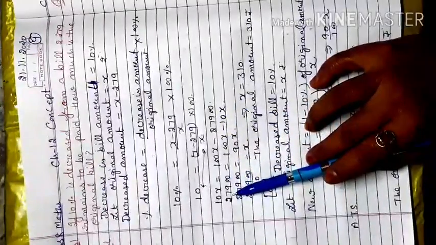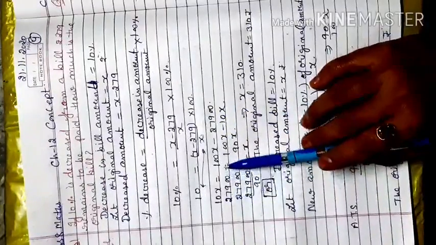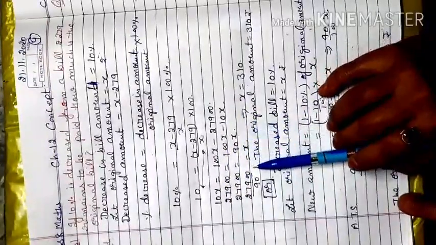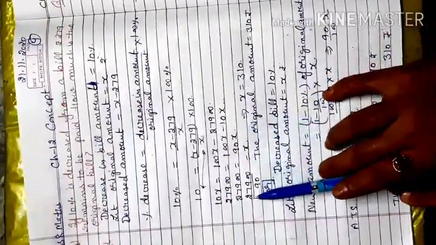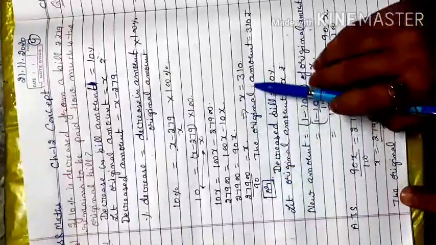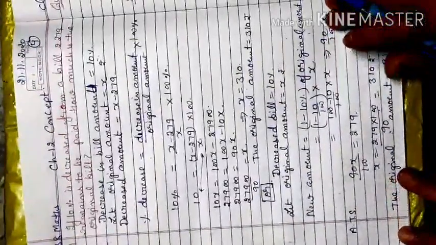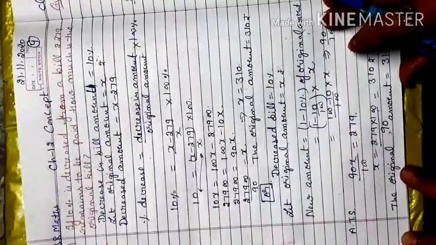227,900 shift to another side changes to negative to positive, then 100x minus 10x, that gives me 90x. When you cross multiply again, 27,900 divided by 90 gives me 310. The original amount of the bill is 310 rupees.